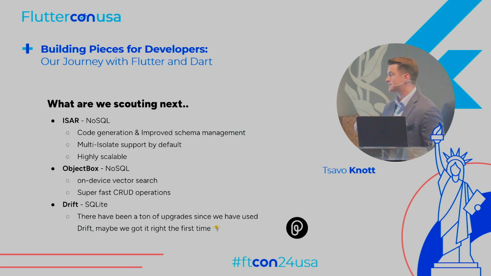And what we're scouting next. Isar is probably one of the best models for what it was trying to do. It's ACID compliant, the core is written in Rust, it's multi-thread and multi-isolate safe, and it's highly scalable. Although I don't think Simon is actively working on it, the community has taken that over, and they're doing some really good stuff. We're also looking at others, like ObjectBox, which is pretty interesting.